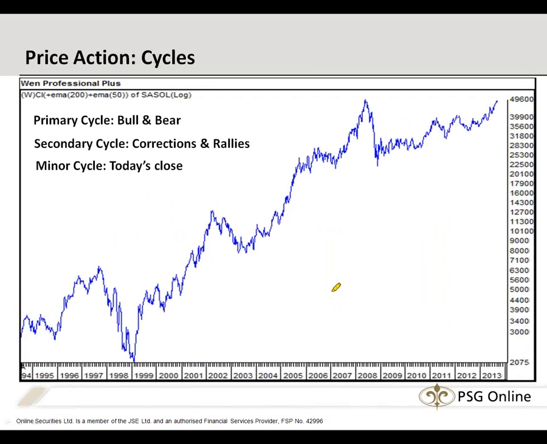Okay, so let's talk about cycles. There are three important cycles to always understand. And I think a lot of us forget that the market has these three cycles. We have what they call the primary cycle, which is your primary bull and primary bear. This is your long-term cycle.